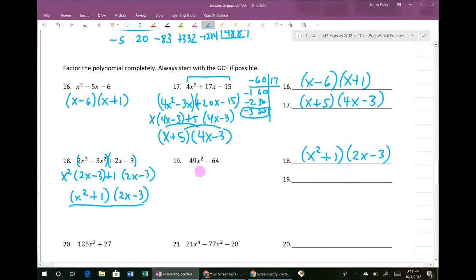For number 19, it is a difference of squares, so that's 7x plus 8, 7x minus 8, and you cannot factor that any further.